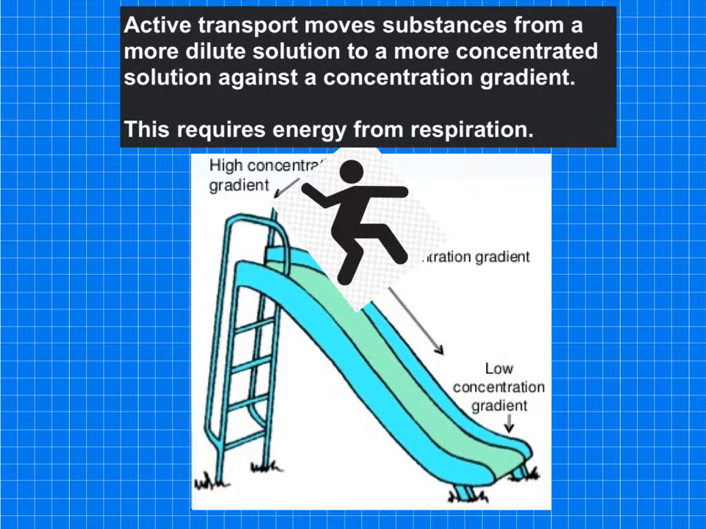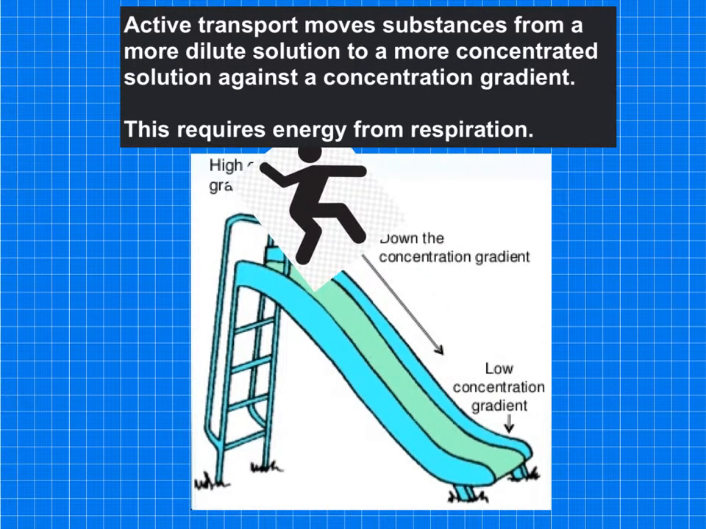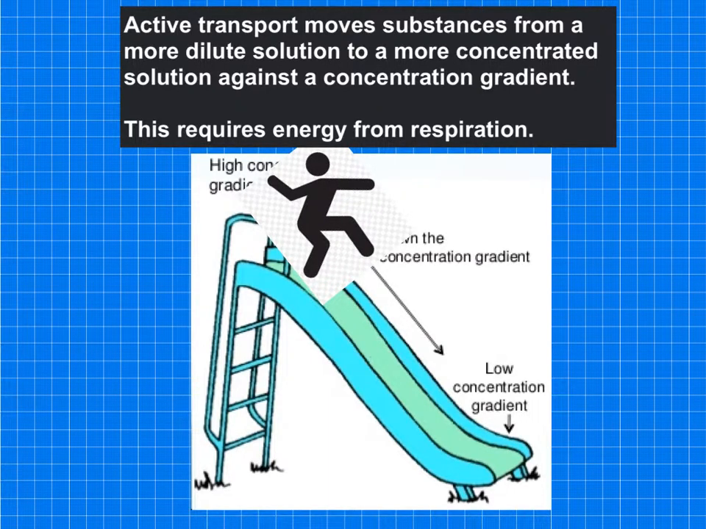And as you can imagine, if you're going to move up a slide, it's going to take a lot more energy than if you slide down the slide. So moving up is going to mean that you require energy. And for cells, they use ATP as a source of energy, and that is made in the mitochondria.